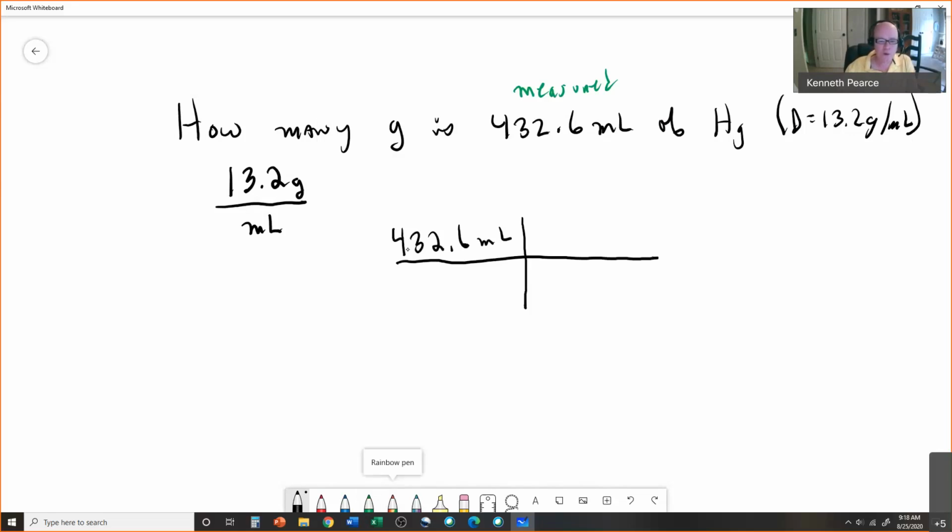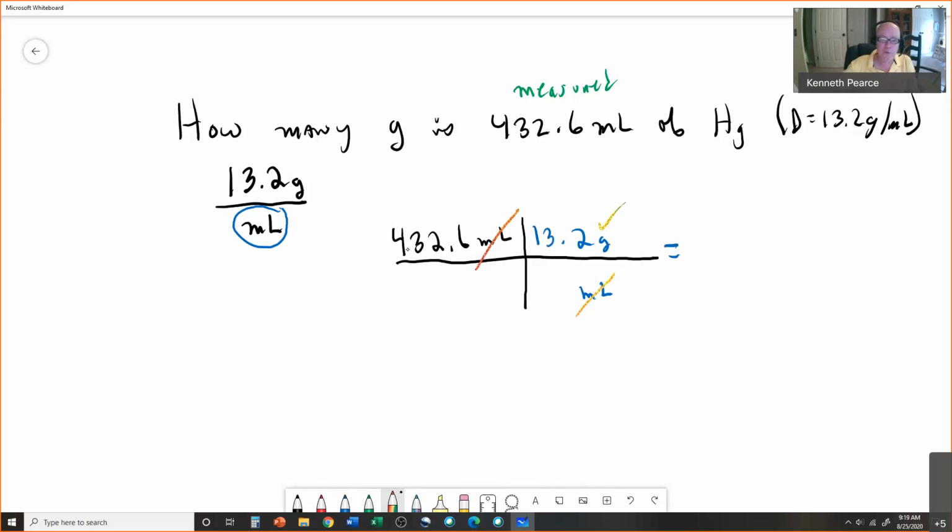And so what comes up next? Well, milliliters. We have to have milliliters there for it to cancel. Okay, look, it has to be an exact match. Milliliters cancels with milliliters. So where do we have milliliters on our conversion? Right there. It's already on the bottom, so I just copy it down over here. So I say 13.2 grams per milliliter, and I know I have it set up right because milliliters cancels, and I'm left with grams.